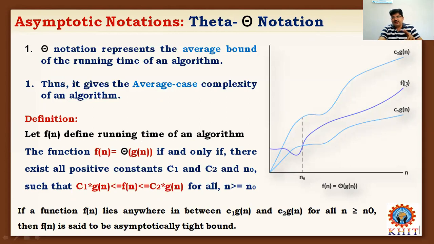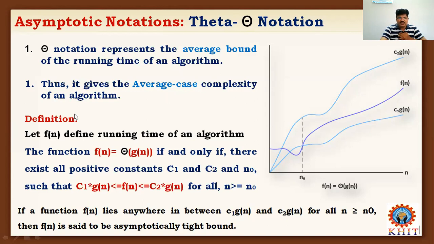So the f of n function lies between C1 into g of n and C2 into g of n. So in this case, if this is true, we can conclude that the given expression and notation is theta notation. Theta notation is always used to find the average bound. Why? Because f of n is average. It will be average. The term is average here. And thus it will give the average case time complexity also.